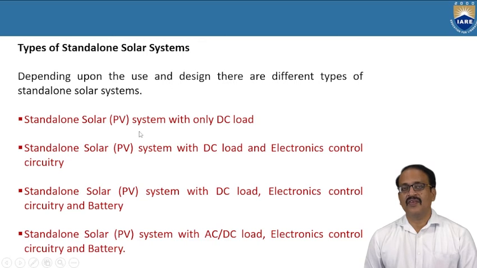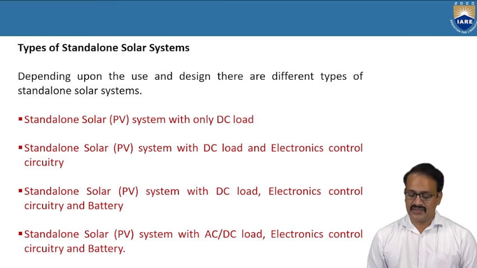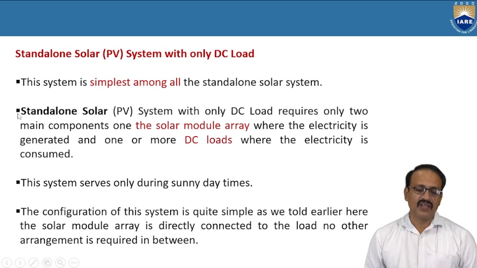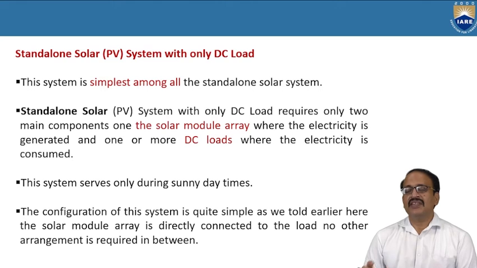So totally there are 4 types of standalone systems. The standalone system with DC load, the standalone system with DC load and electrical circuit, next the standalone system with DC load, electrical circuit and battery, and next the standalone system with AC and DC load, electrical circuit and battery. So totally there are 4 types of standalone systems in the solar system. First we will go to the standalone system with the DC load.